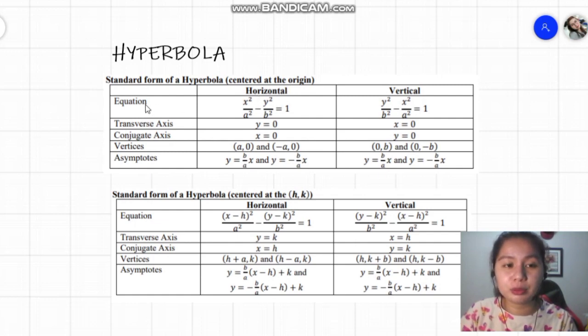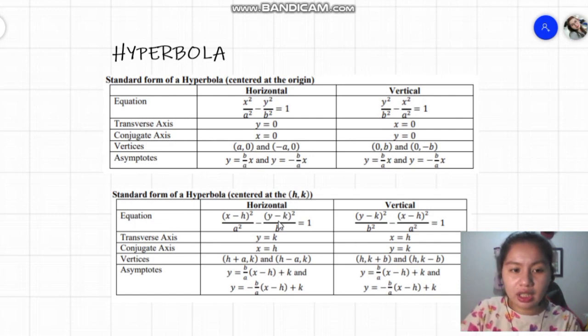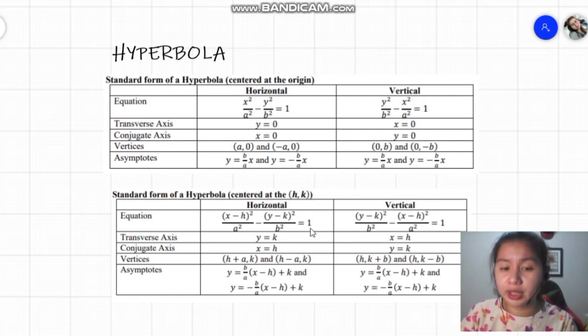So, let's look dito muna sa taas. This one is the standard equation of hyperbola centered at origin. Ito yung kanyang equation: x squared over a squared minus y squared over b squared equals 1 kapag horizontal. And this one naman kapag vertical. Dito naman kay center at (h, k), ang ating standard equation is (x minus h) squared over a squared minus (y minus k) squared over b squared equals 1.